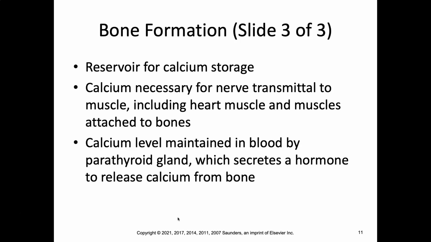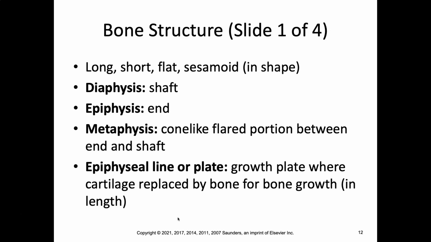It's not just bones, muscles, and cartilage and ligaments and tendons. It's all of these cellular level activities that are happening, whether you're talking about nerve transmittal or the hormone. It's fascinating, really, when you get into it. So bone structure, you can have long bones, short bones, flat bones, sesamoid bones.